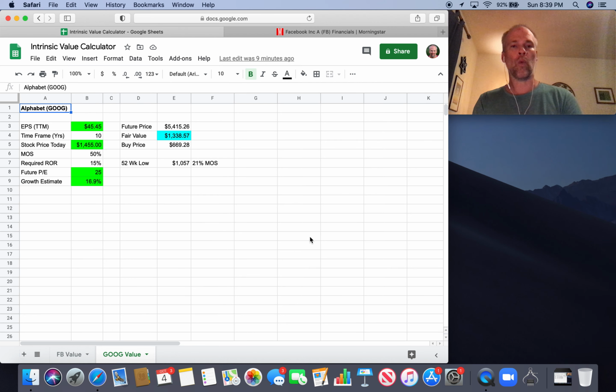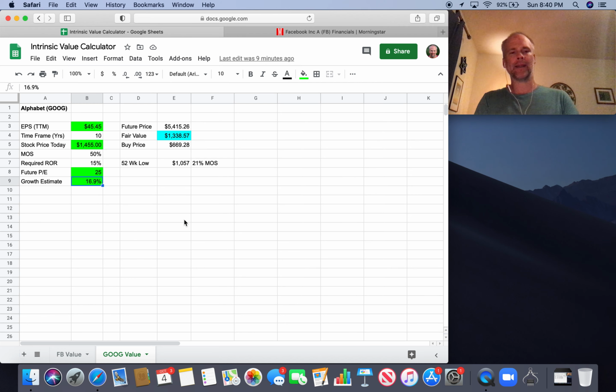And I just want to look at one more company here, Google. We're all familiar with Alphabet, Google. So I did the same thing. I looked at the trailing 12 months earnings per share, and I put in the stock price today. Same thing, future price to earnings ratio, 25. It's a great business. I think it's still going to be a great business 10 years from now. So I think a 25 price to earnings ratio is reasonable for Google.